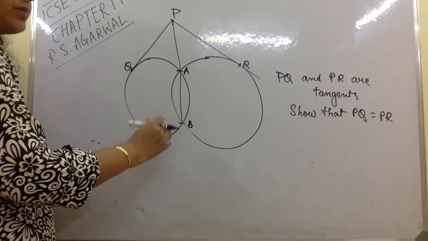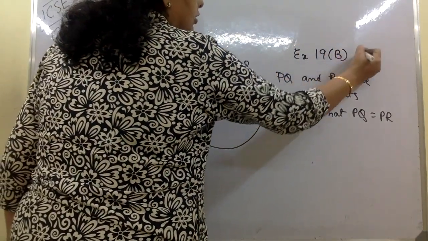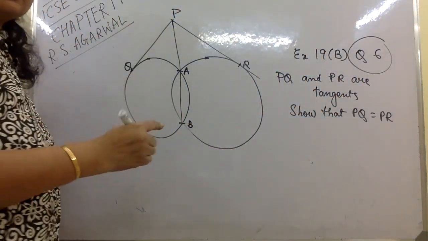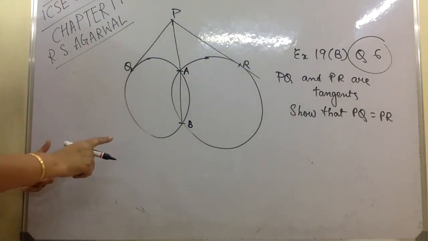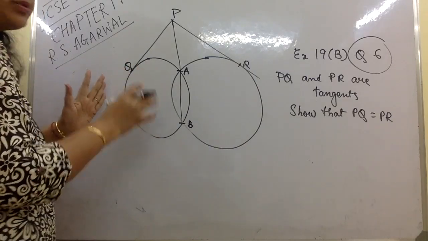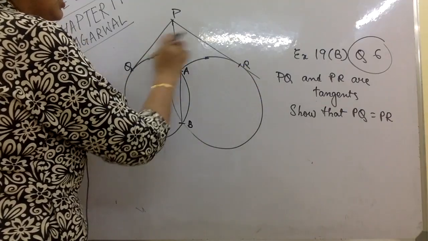Now this sum is from exercise 19B, R S Agarwal, question 6. You will get it. So here it's a very simple question. Never leave this question in the exam. That's why I have taken it, because it is slightly different. Again, based on that chord and tangent property. Here I have a chord and then there are two tangents, as you can see, PQ and PR.